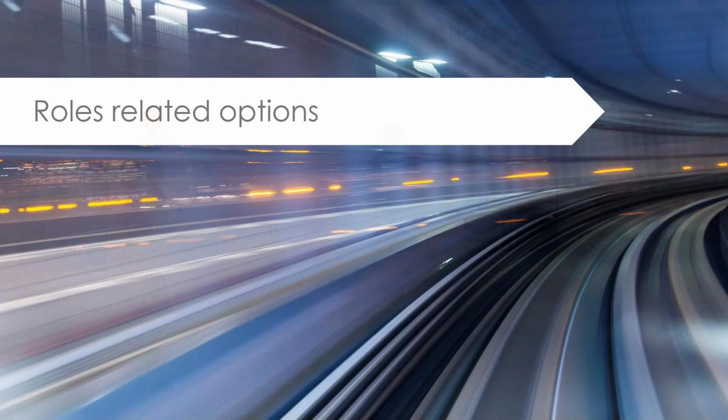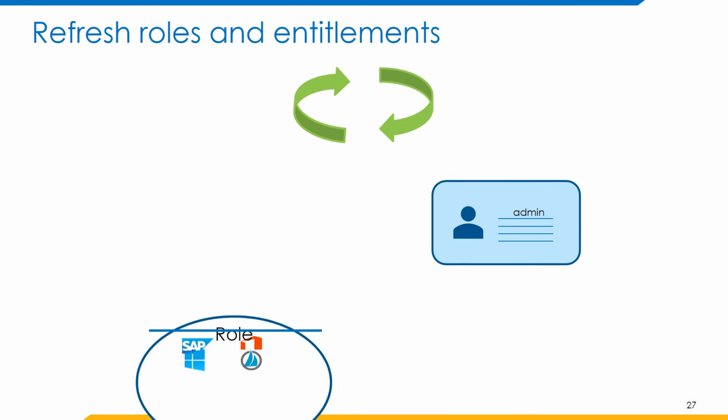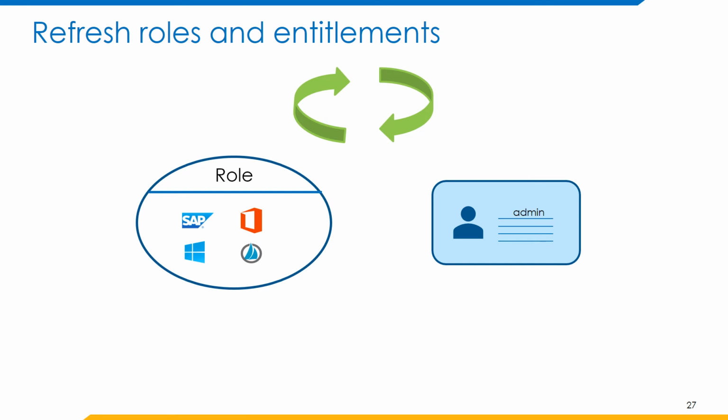The next set of options are related to the roles. As part of the role related options, the first option that we are going to consider is refresh roles and entitlements. As part of this option, various roles that are to be assigned to the identities are going to be recalculated and assigned to the identities.